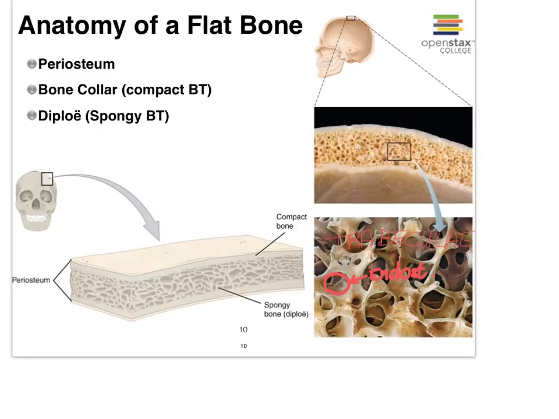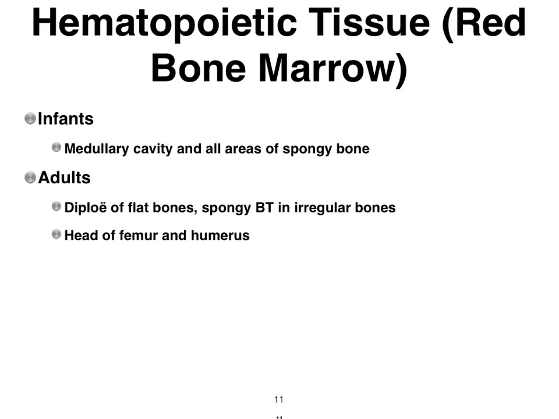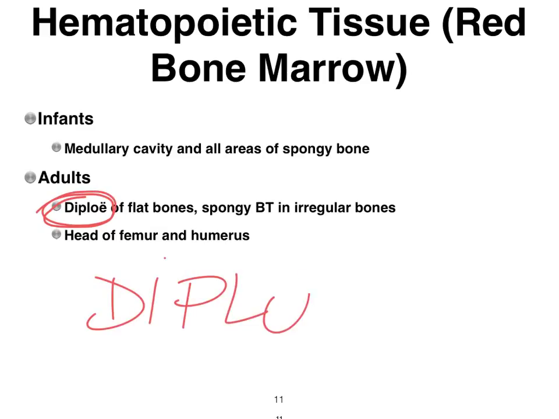So we just looked at what the anatomy is of a typical flat bone. We just saw spongy bone tissue in this flat bone. Often the spongy bone tissue in flat bone gets a unique name, and it's referred to as diploe.